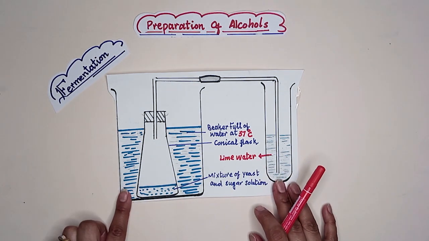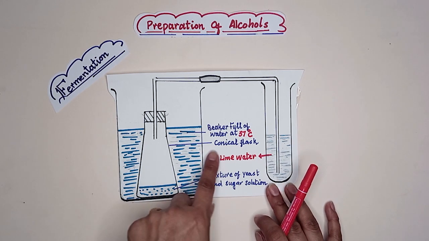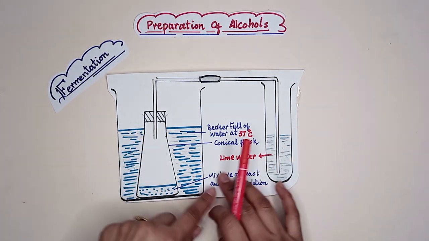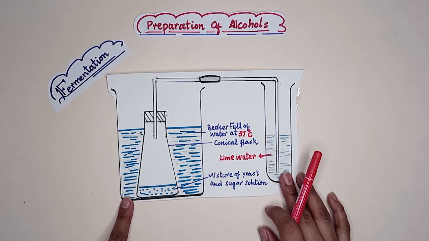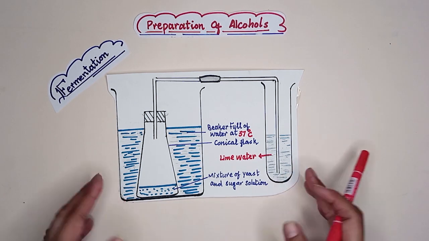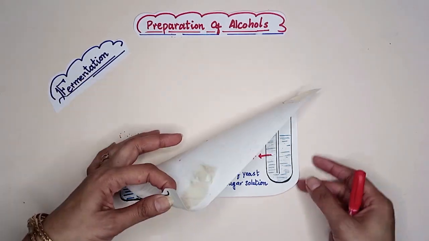So it is very necessary that this fermentation process is carried out at 37 degrees centigrade, and that we ensure no air is there, because yeast respires anaerobically, and the meaning of anaerobically is the absence of oxygen.